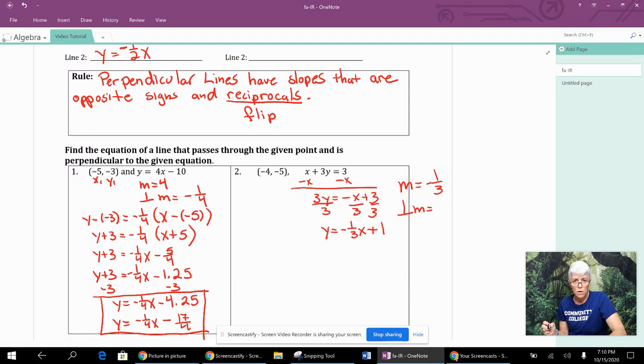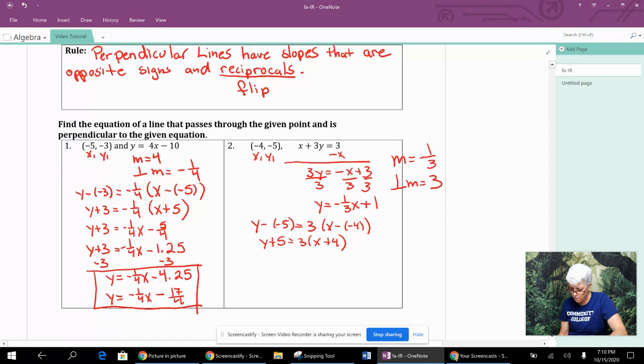It'd be positive, and 1/3 would become a 3. So now I have another equation, and I'm going to use the point slope formula. Got to get in the habit of using this. So we have y minus a negative 5 equals the new slope, x minus a negative 4. Y plus 5 equals 3x plus 4.